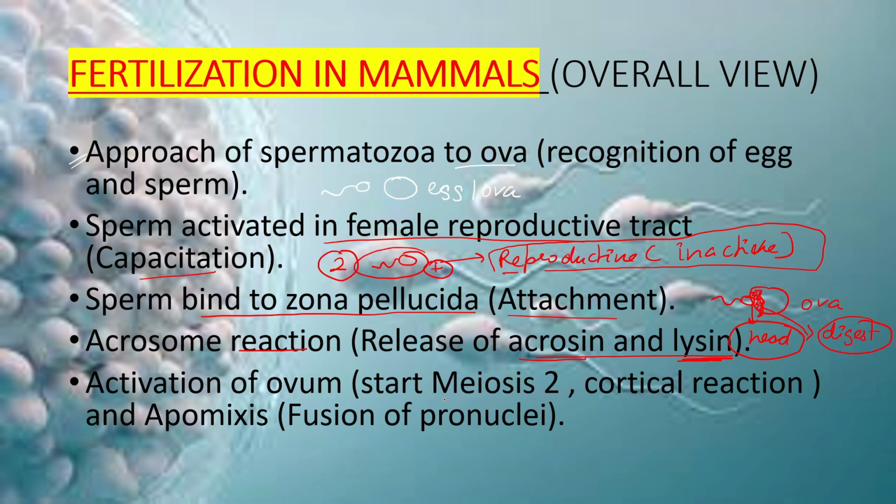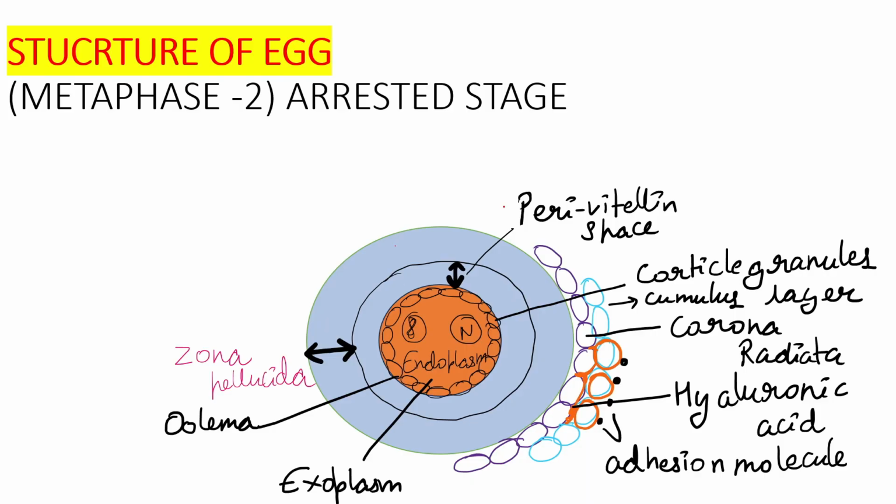into the ova. Activation of ovum, start of meiosis II, cortical reaction, and apomixis, fusion of pronuclei. So these are the end steps. So this was the overall view of what we have to study in this particular lecture. So let's get started with the structure of egg.